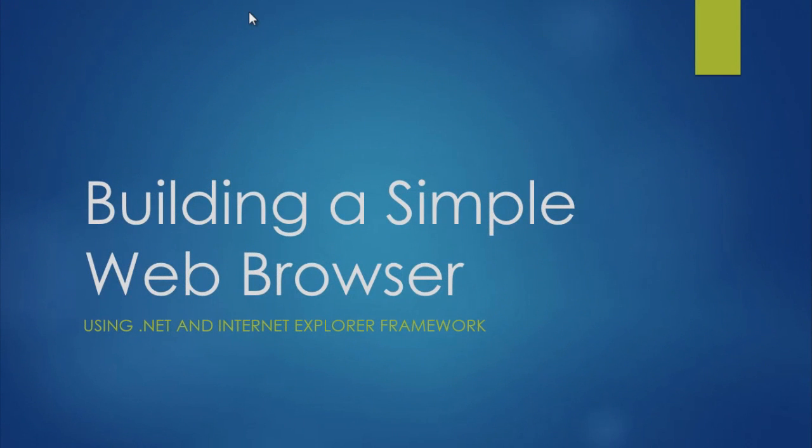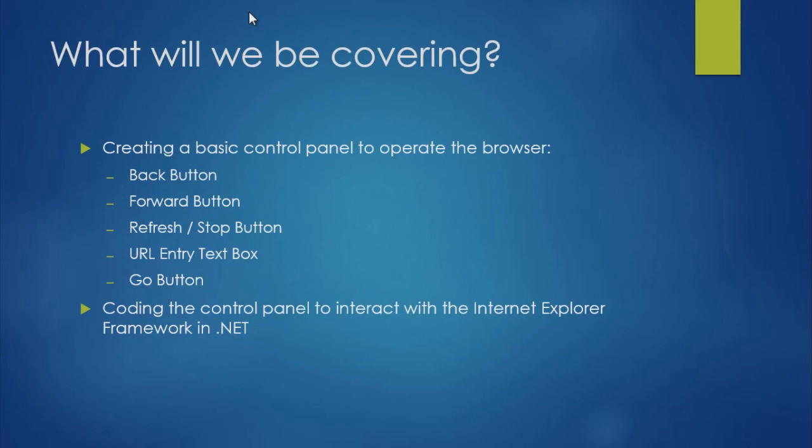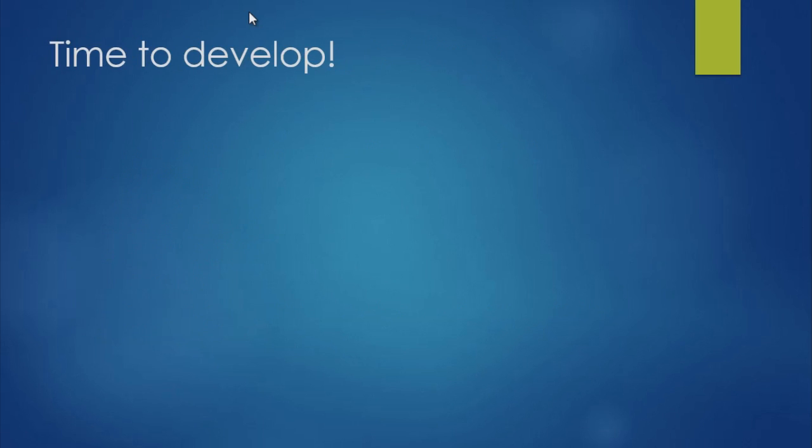get programming. So I'll go to the PowerPoint here, just a brief explanation of what we're covering. We will be covering creating a basic control panel to operate the browser. So that's the back button, forward button, refresh and stop button, the URL entry text box, and also the go button. And then once we've done that, we will be coding the control panel to interact with the Internet Explorer framework in .NET. So with that, it's time to develop.